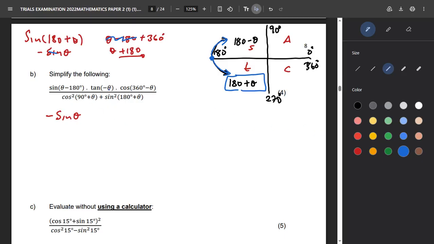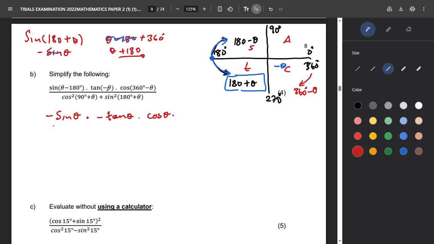Perfect. So you see this one. This is in quadrant 4. A negative angle is always in this quadrant. So tan in that quadrant is negative. That will change into negative the tan of theta. You understand that part? Then 360 minus theta is in this quadrant. How is cos in that quadrant? Cos is positive. This changes into positive cos theta.